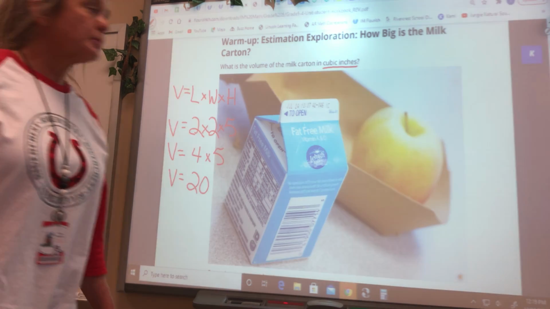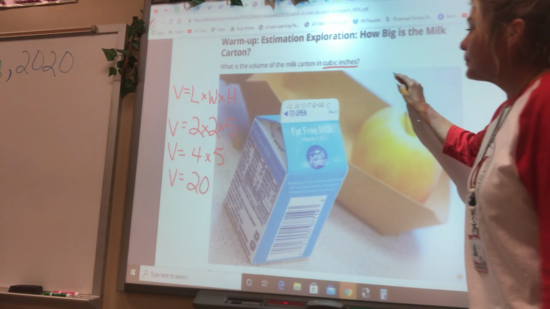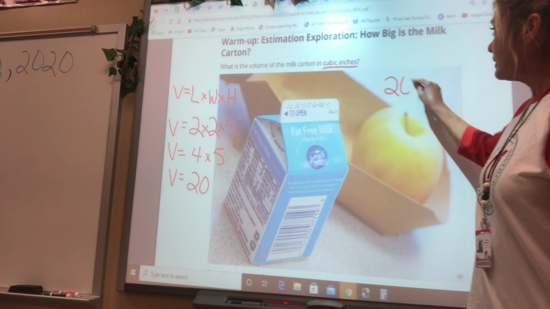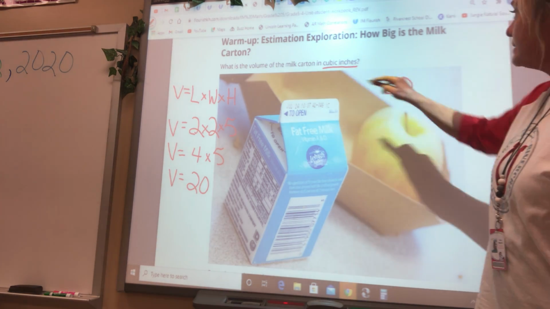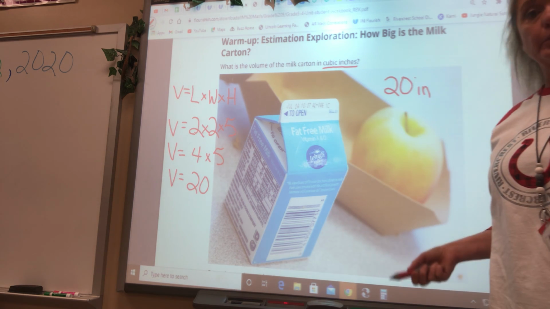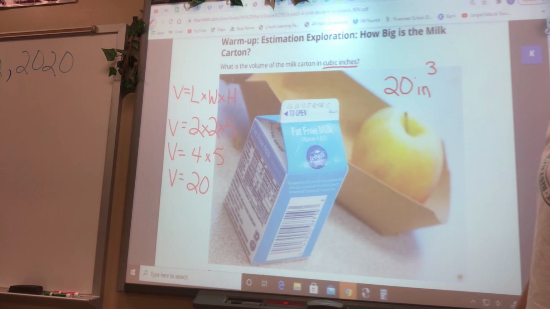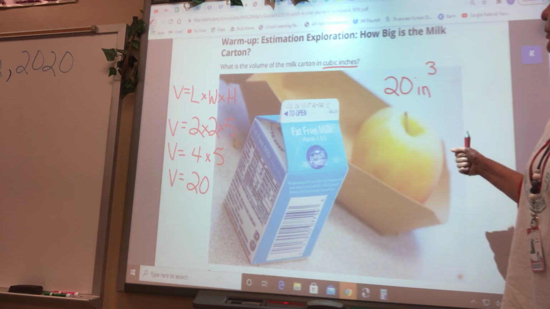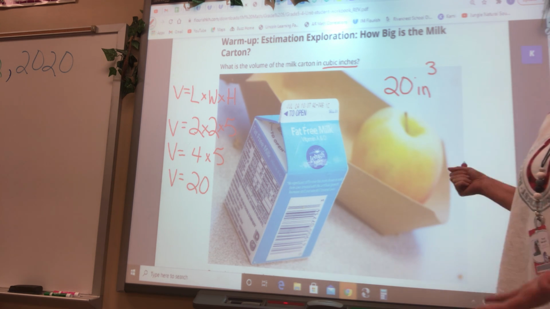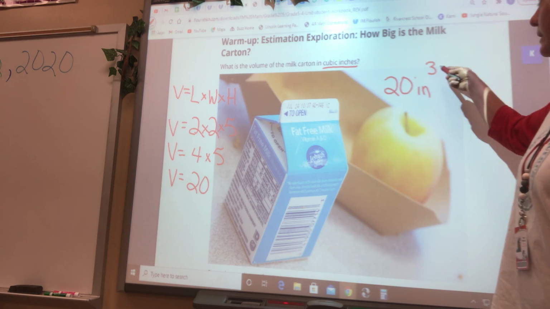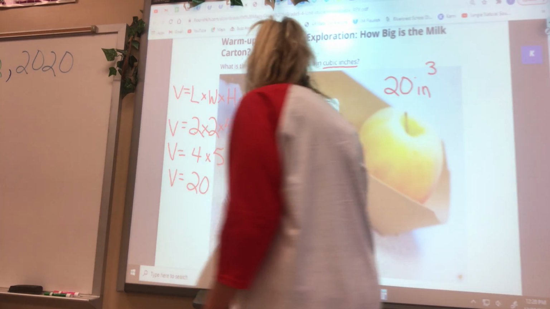So each of our little boxes is about, or an estimated 20, and it has us dealing in inches. And remember, anytime we're dealing with volume, it is cubic inches. So each little carton would be about, or an estimate of 20 inches cubed.